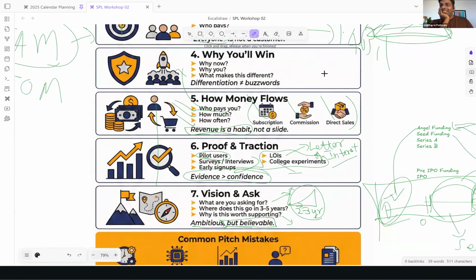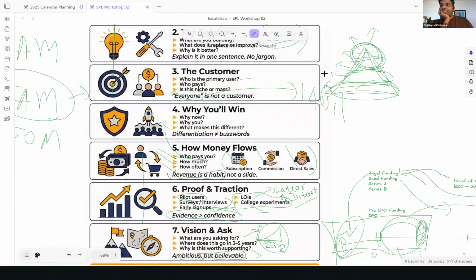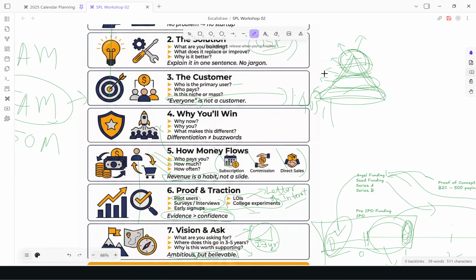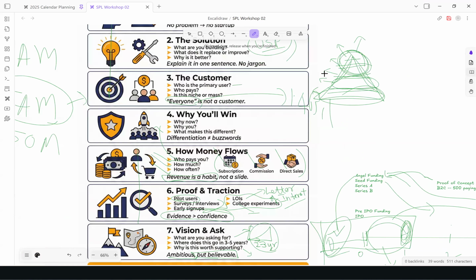Sir, yeah, sir, so basically during the preliminary round, we had a limit on the number of slides we could make. So for the finals, do we have any limit on the number of slides?